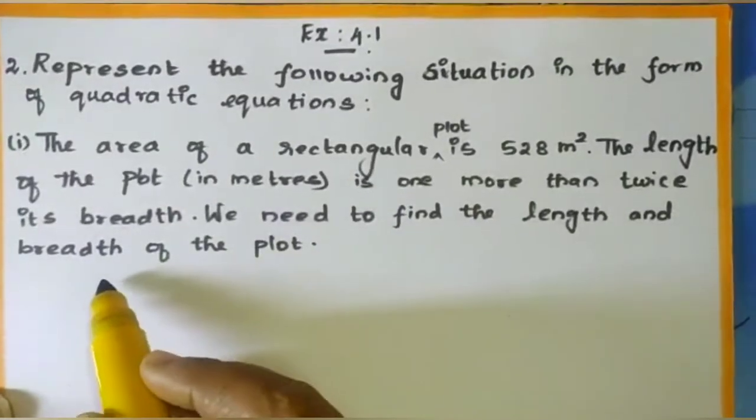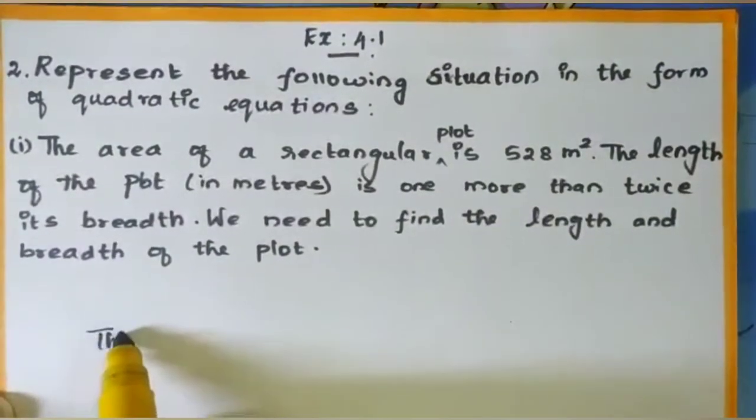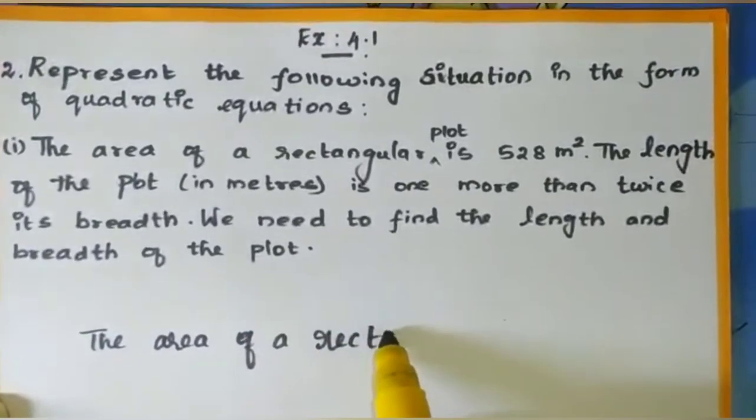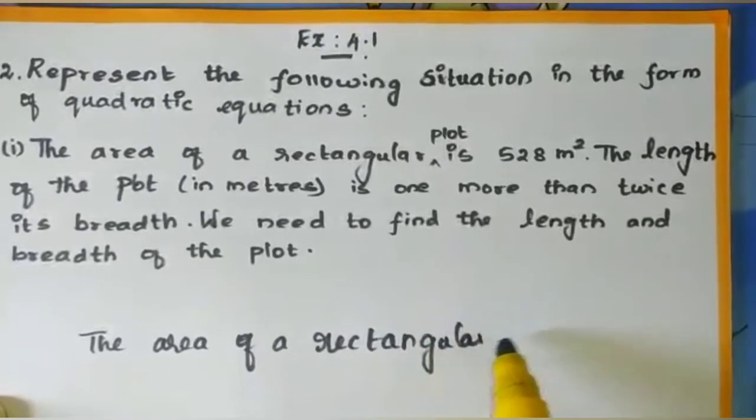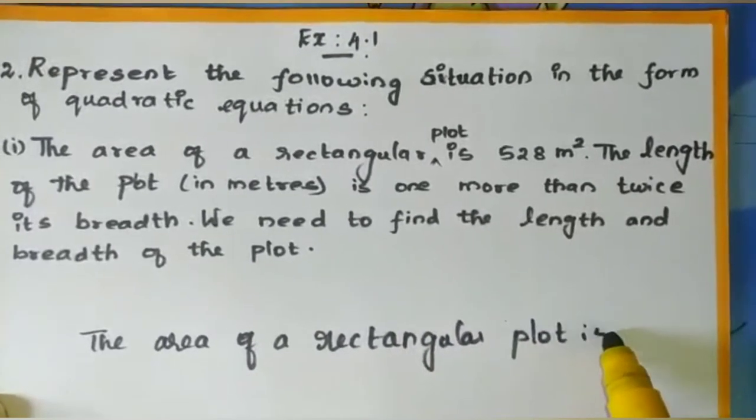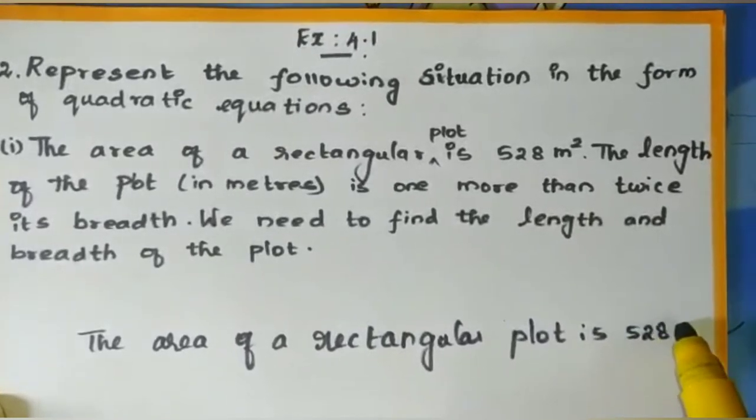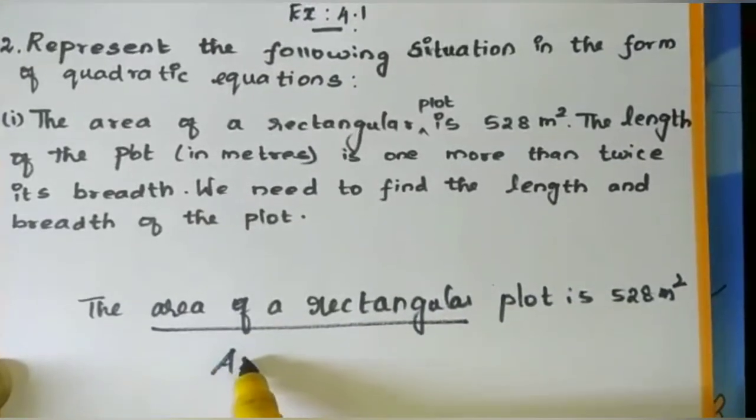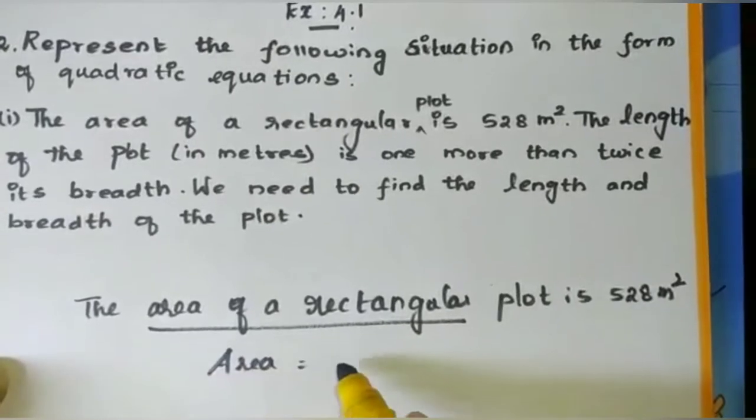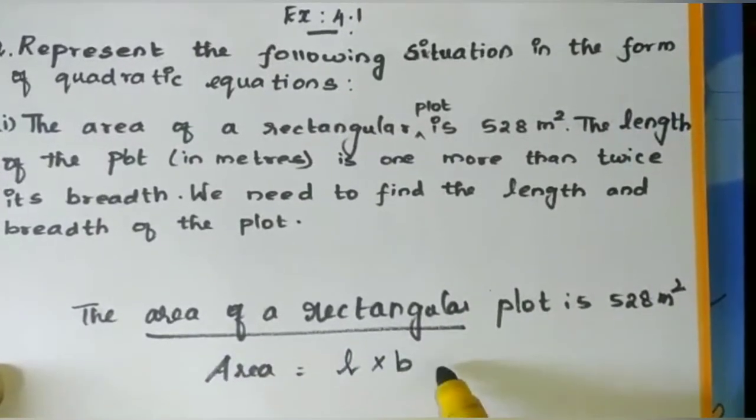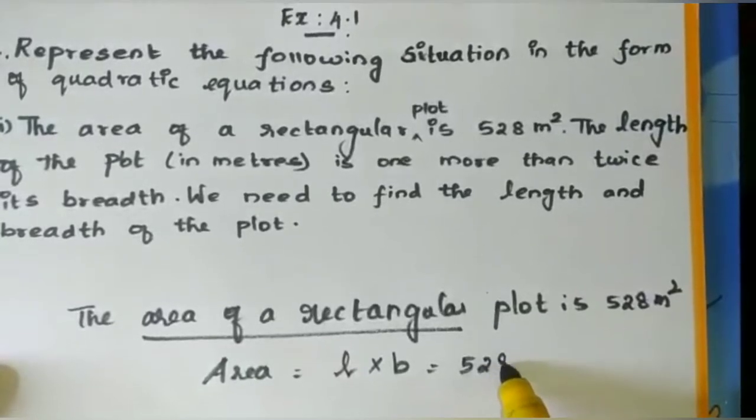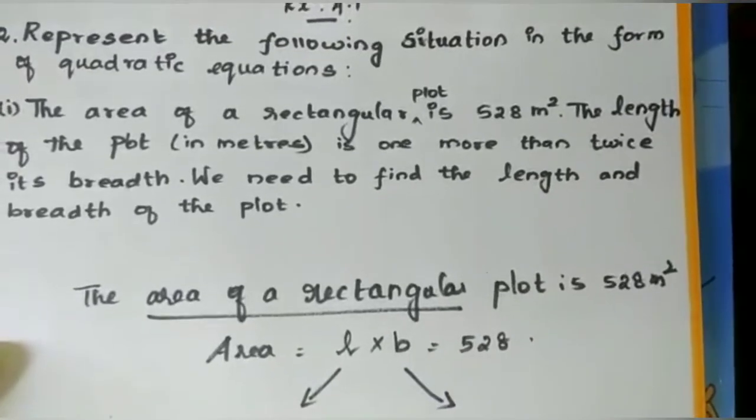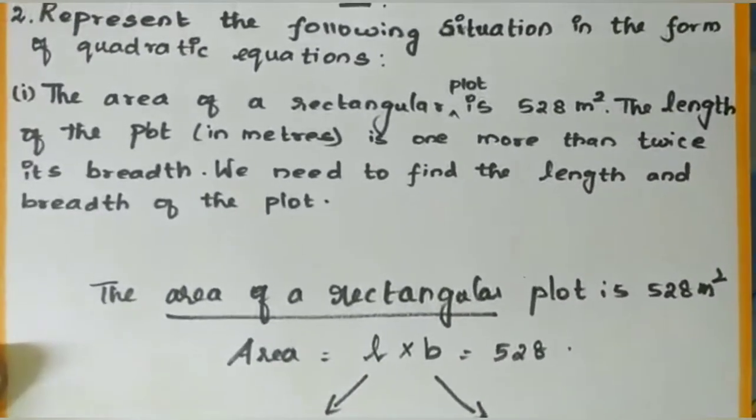The first statement is the area of a rectangular plot is 528 meters square. So what is the area of the rectangle formula? Area is equal to length into breadth. That is equal to 528. Okay, we have to find what is L and what is B from the given question.